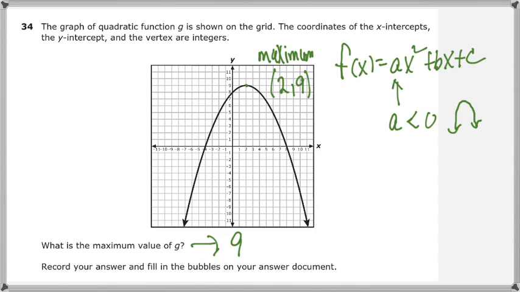Just locate your vertex. If we had a parabola that opens upwards, our vertex would represent a minimum. Just find your y value there, and that would be your minimum value, the y value of your vertex.